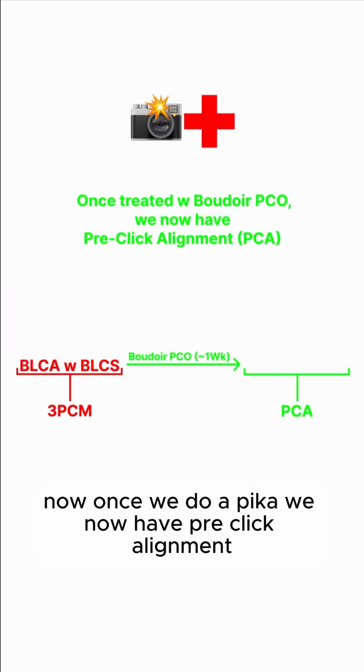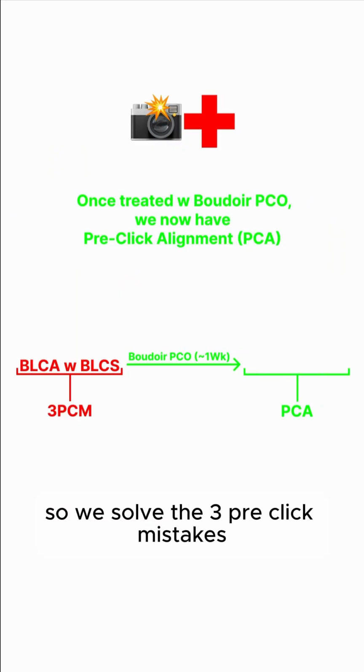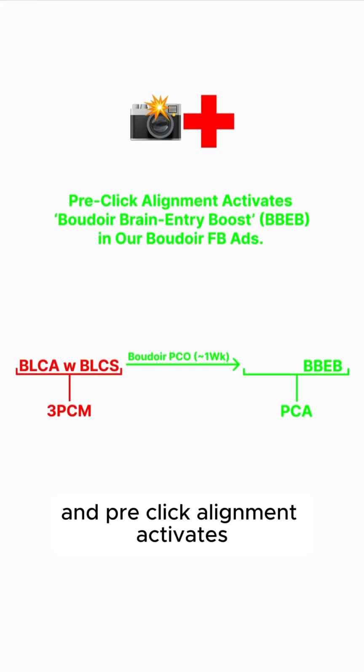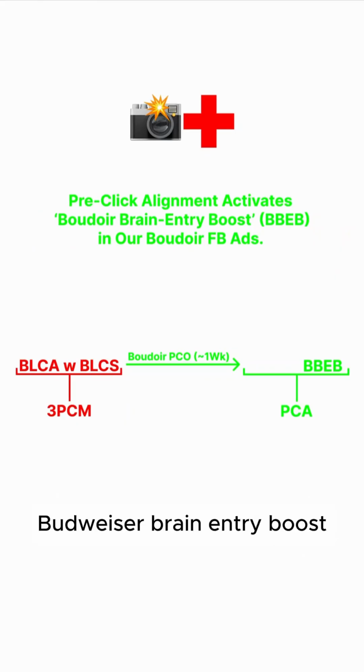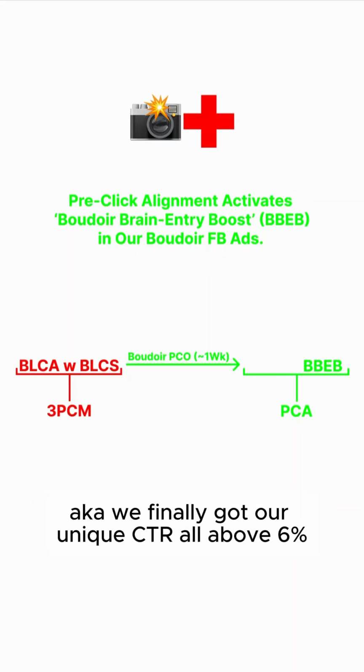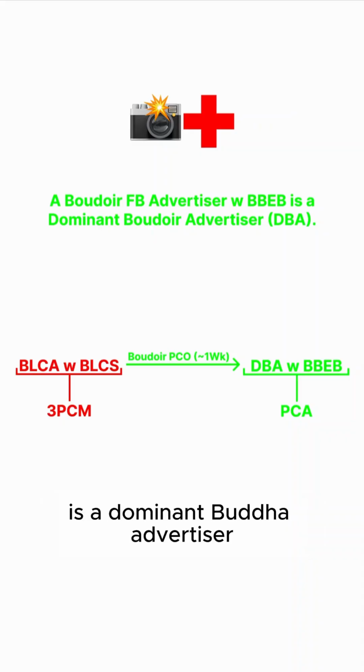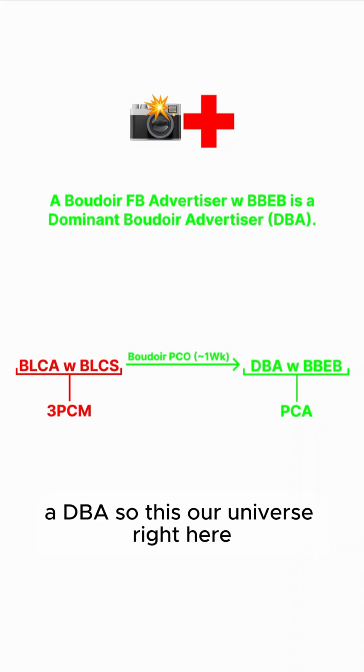Now, once treated with Boudoir Pico, we have pre-click alignment. So we solve the 3 pre-click mistakes. We achieve pre-click alignment, and pre-click alignment activates Boudoir Brain Entry Boost in our Boudoir Facebook ads, aka we finally got our unique CTR above 6%. And a Boudoir Facebook advertiser with Boudoir Brain Entry Boost is a dominant Boudoir advertiser, a DBA. So this is our universe right here, right now.